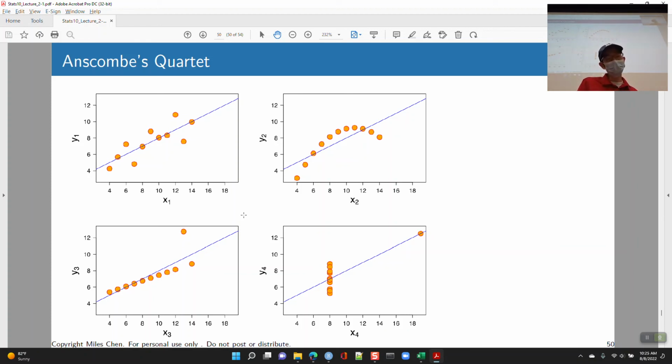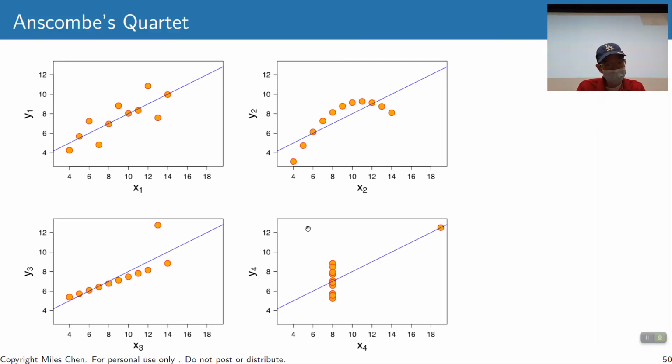It's hard to believe, but all 4 data sets, if you look at the mean of x, they're all exactly the same. If you look at the mean of y, it's all exactly the same. And you ask, what's the correlation between x and y? They're all exactly the same. What's the standard deviation? It feels kind of strange, but yes, this is what happens. And so they all have the same linear regression equation.